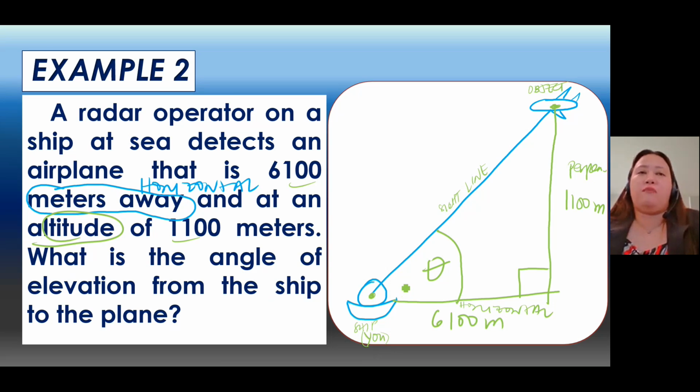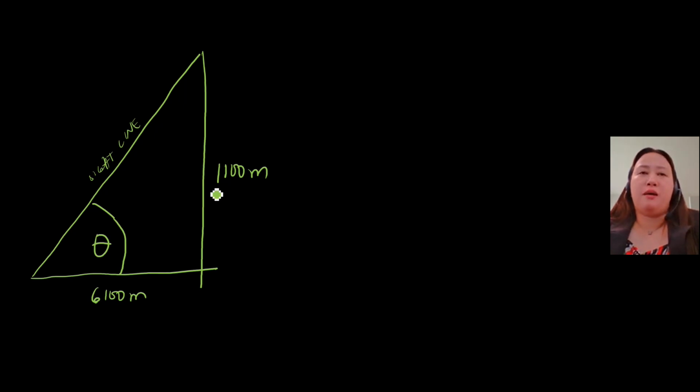Now, let us solve this problem. So I will switch to the black screen. Okay, so let us draw the triangle. So again, we have the sight line. Then we have here the horizontal, which measures 6,100 meters. Then we have here the vertical or the perpendicular that measures 1,100 meters. Then we do have here the angle of elevation theta, which is being asked in the problem.